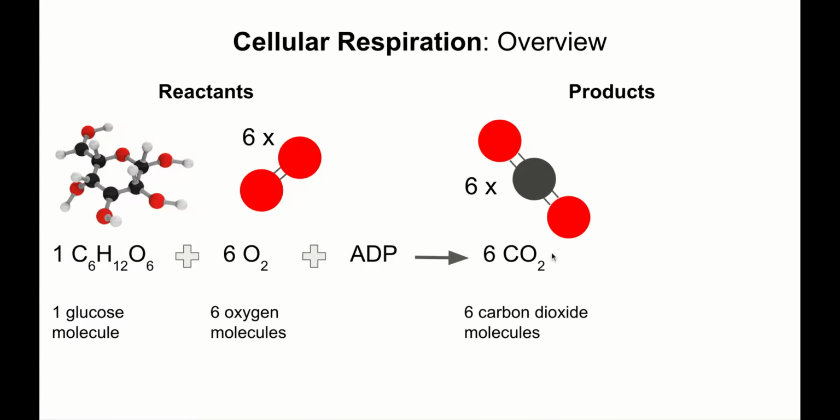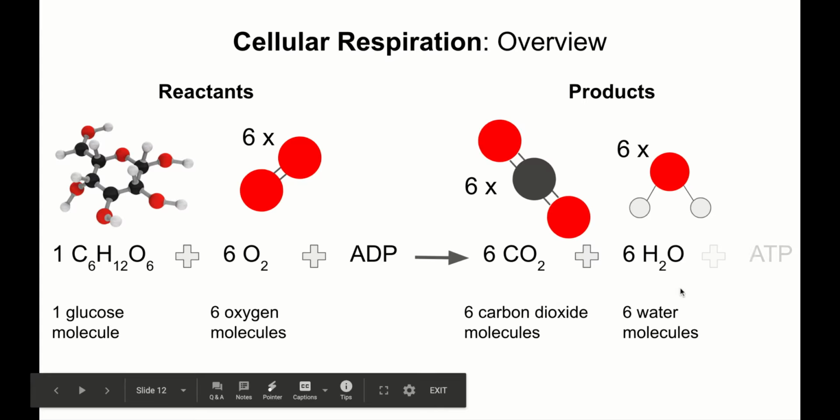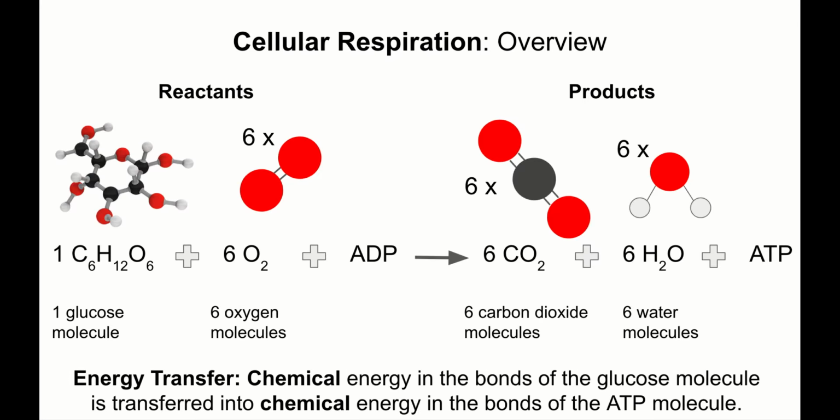So these molecules are rearranged into our products. Six CO2 or six carbon dioxide molecules, plus six H2O, six water molecules, plus ATP. This is our end goal. This is the good stuff right here. And just like in our photosynthesis overview, let's record the energy transfer as well. In cellular respiration, as we said, chemical energy in the bonds of the glucose molecule is transferred into chemical energy in the bonds of the ATP molecule. Take a moment, get all of the detail from this slide recorded.